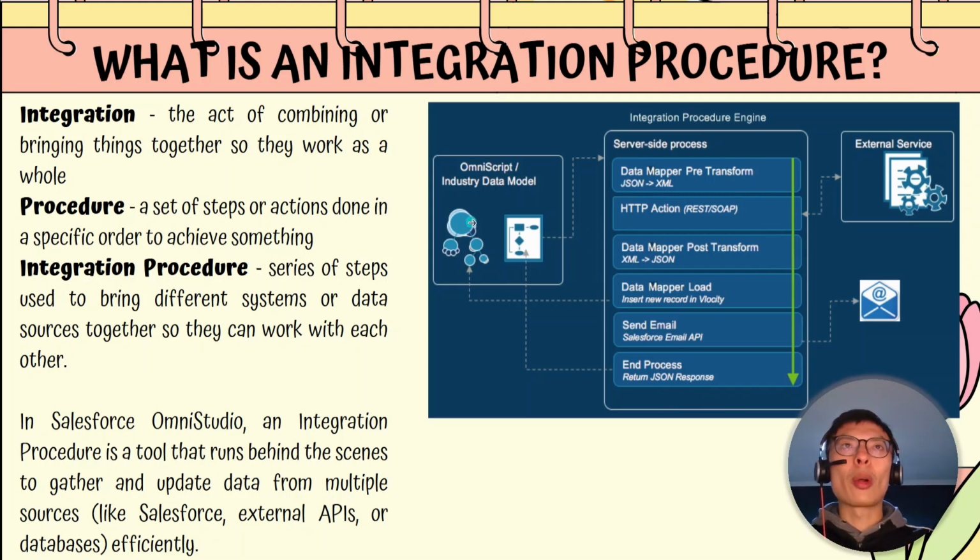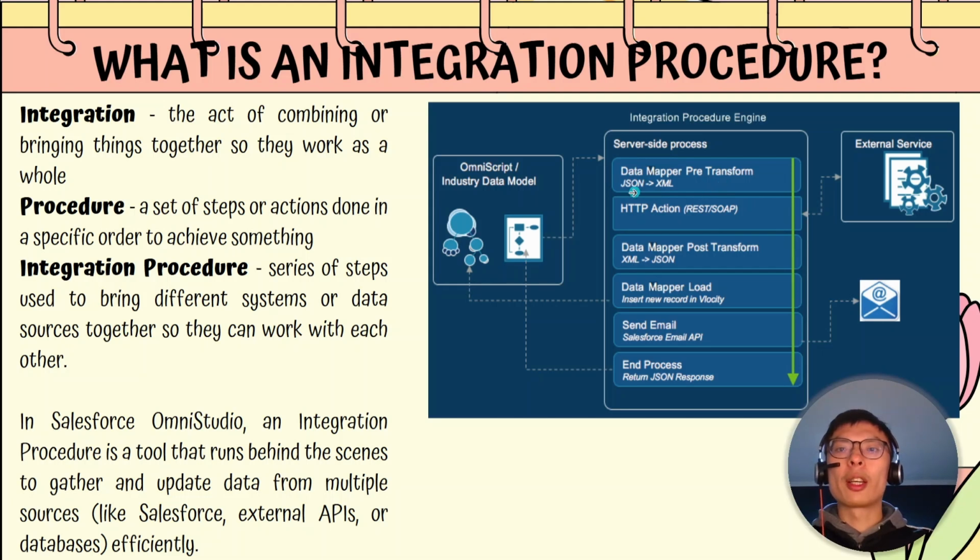So in this diagram, we have the OmniScript, industry data model, the integration procedure engine, emails, and external system. Let's walk through this and talk about how all of these can communicate with each other. Here we have an OmniScript calling an integration procedure. First, we have the DataMapper pre-transform.